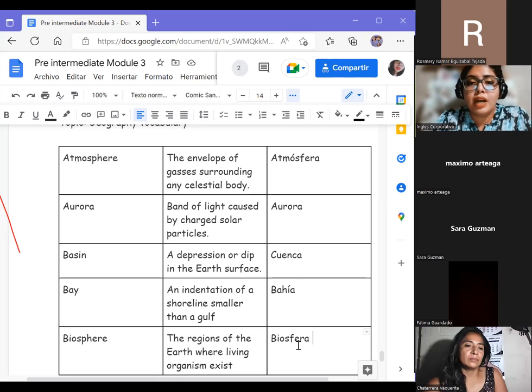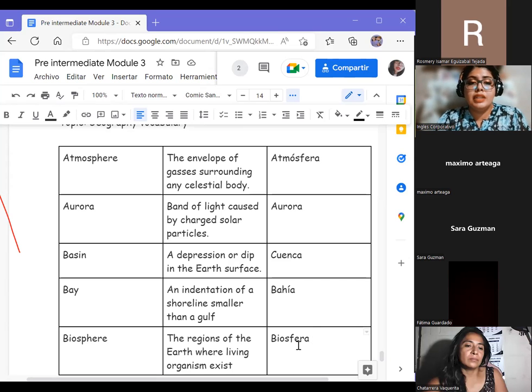So in the first one, we have that the atmosphere is the envelope of gases surrounding any celestial body. That is the atmósfera, lo que nosotros conocemos como atmósfera, ¿verdad? Que está rodeado de gases y que rodea cualquier cuerpo celeste. Then we have the aurora, that is a band of light. Es, ¿verdad?, una banda de luz causada por partículas solares.